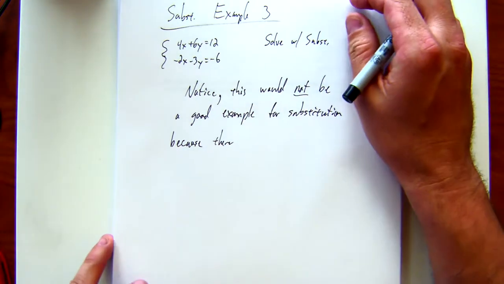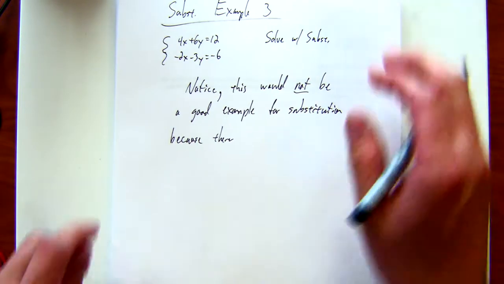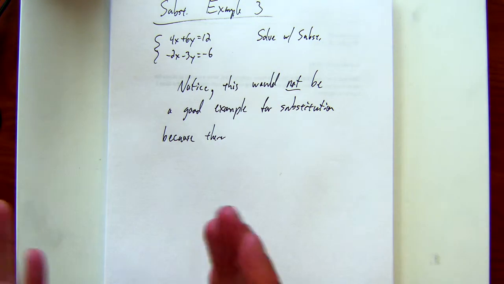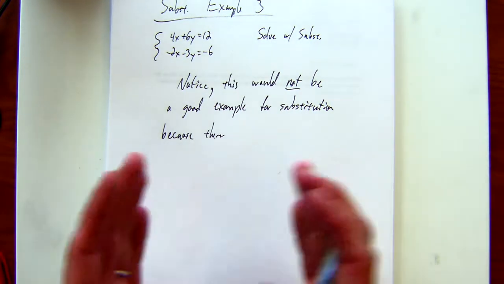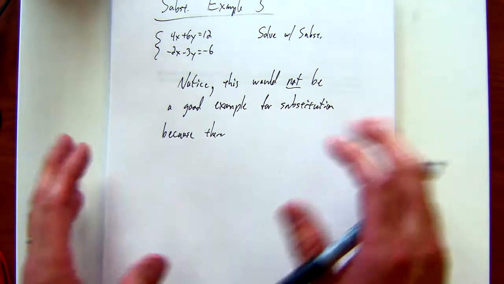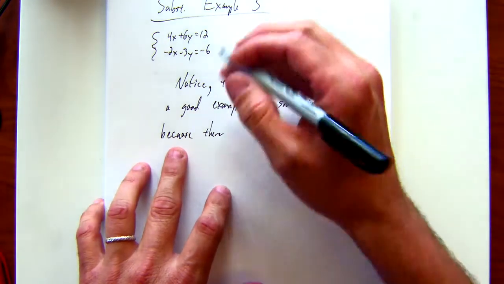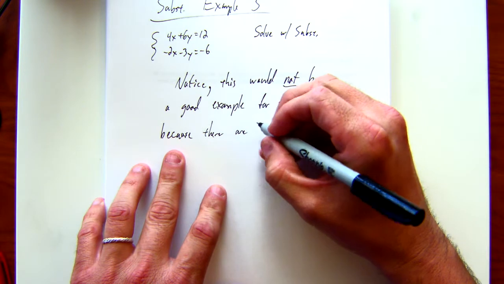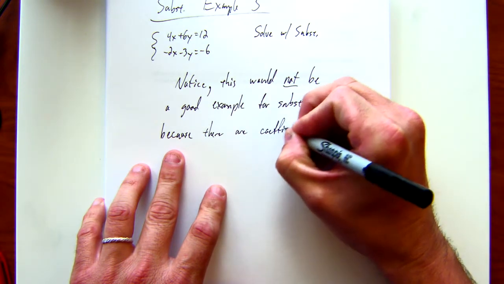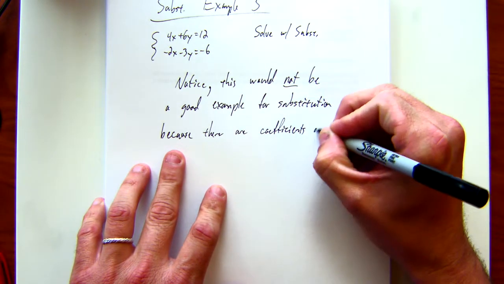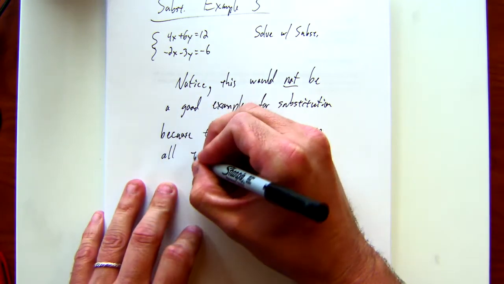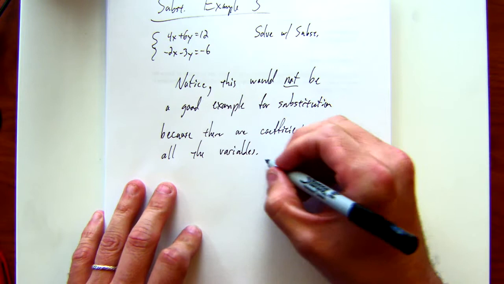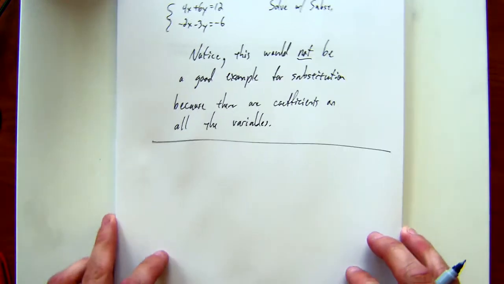So you can do it, and you should try it, but it's a good example of one of the things that we have to do: learn several different methods, and learn which method is best in which case. So this is a good example of when not to use substitution, because there are coefficients on all the variables. So we'll just stop there.